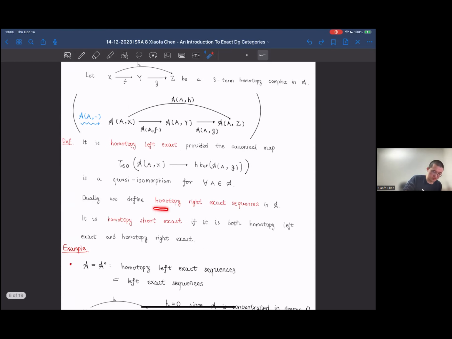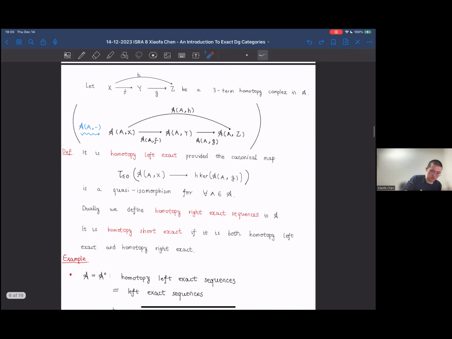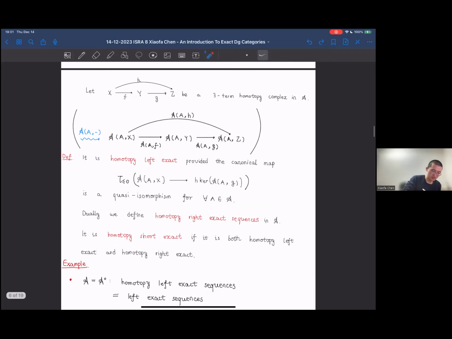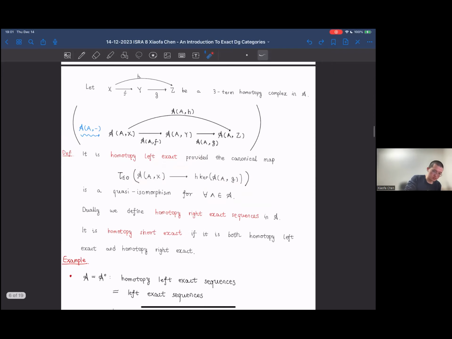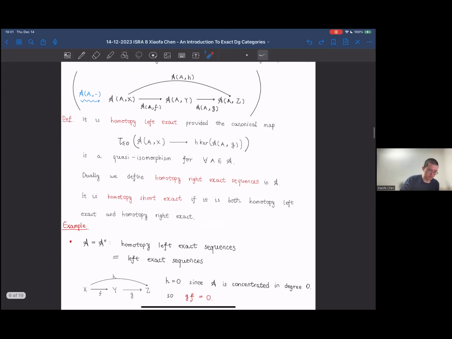And dually, we can define homotopy right exact sequences over A. So in this case, we apply the contravariant DG functor, and then we get another diagram of complexes, and we can define it in the same way. Okay, and this sequence is homotopy short exact when it is both homotopy left exact and homotopy right exact. So maybe let me give an example.